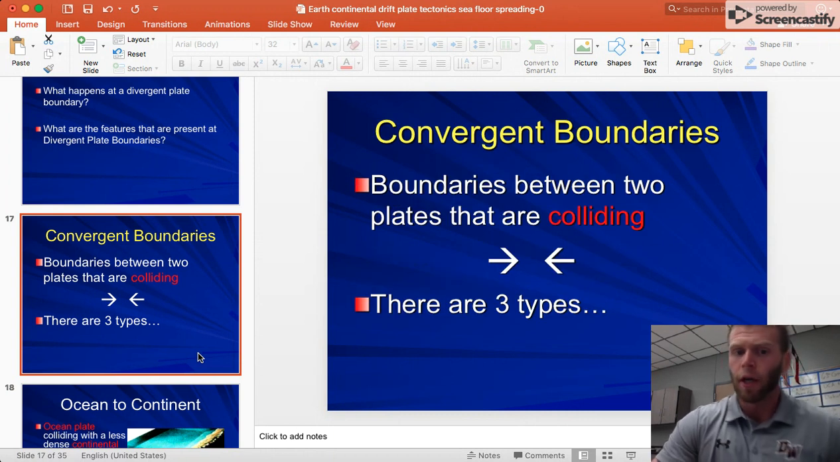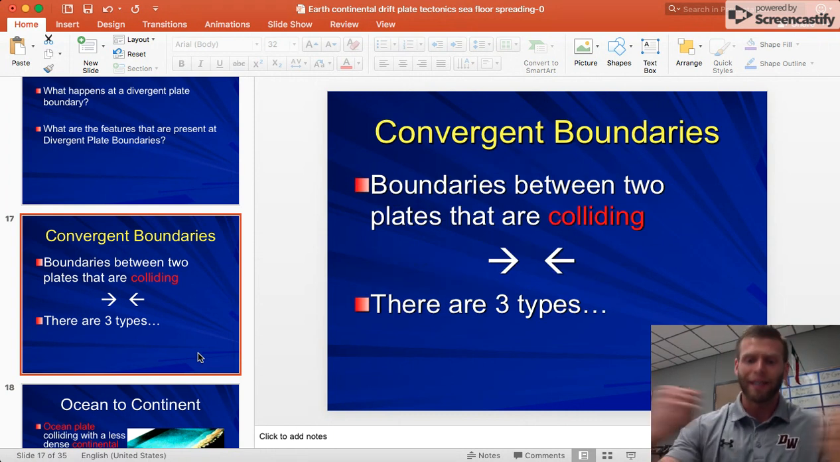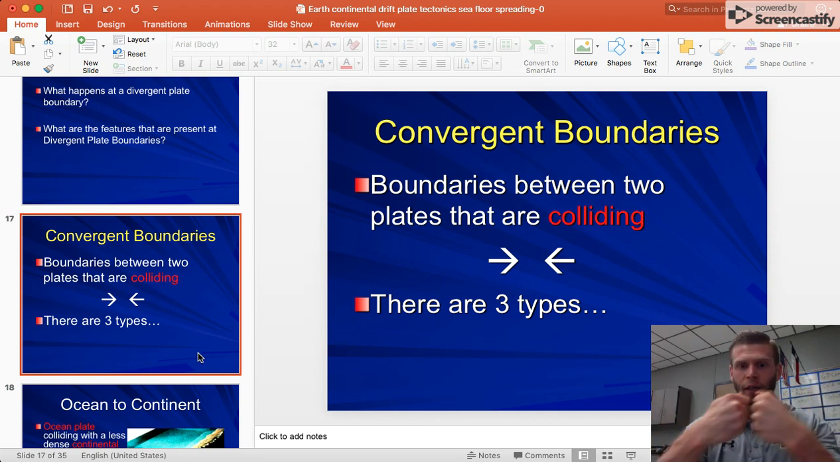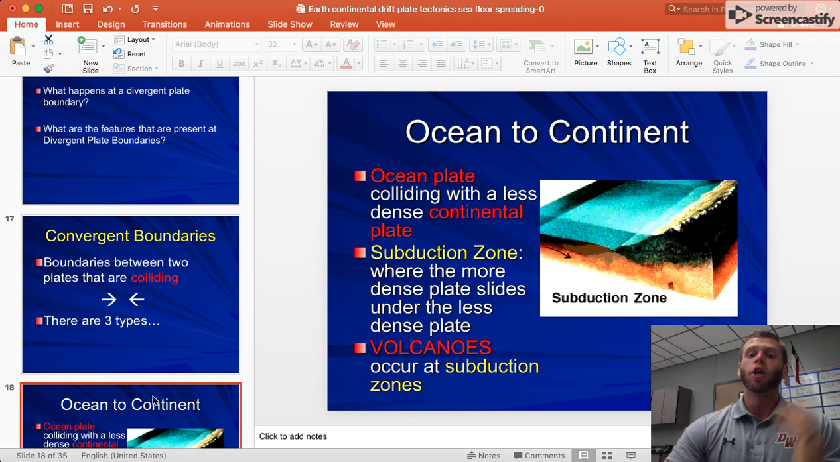Convergent boundaries. So these are boundaries between two plates that are colliding together. They're converging. Think of the word converge. It means to come together. So they're colliding. There are three types of those convergent boundaries. You have ocean to continent, because you have oceanic crust and continental crust. So the ocean plate collides with a less dense continental plate.